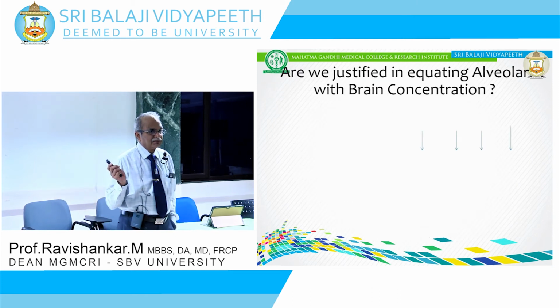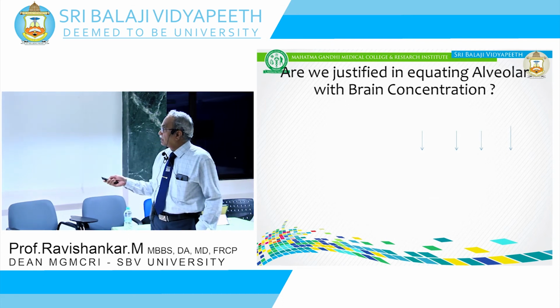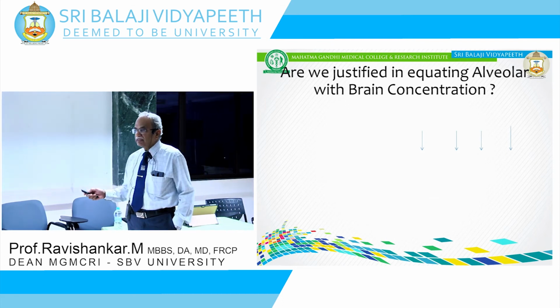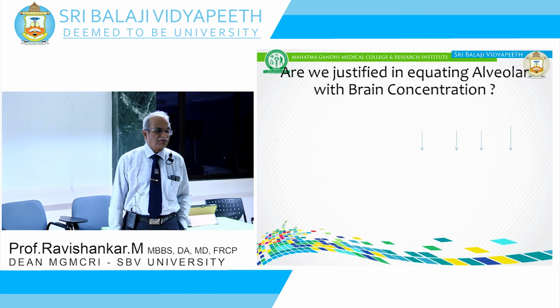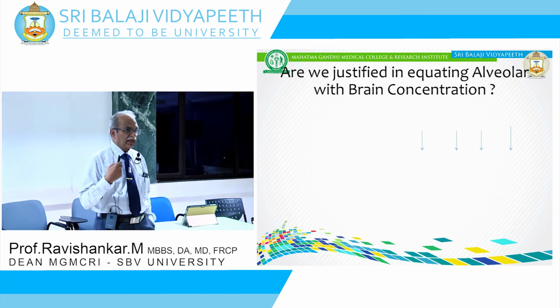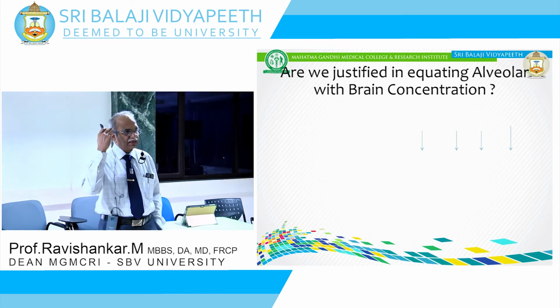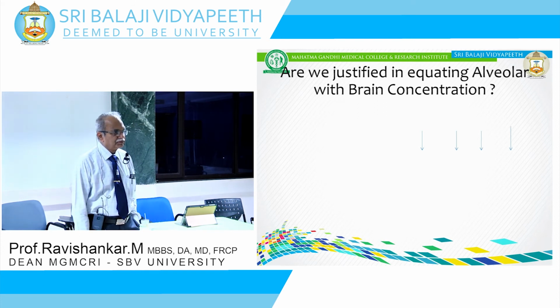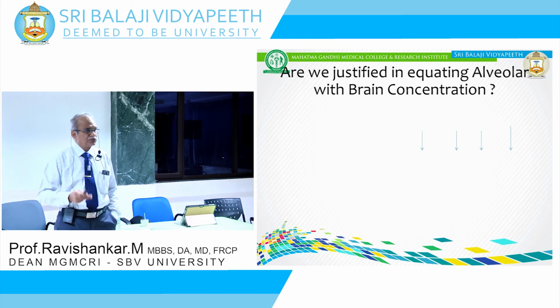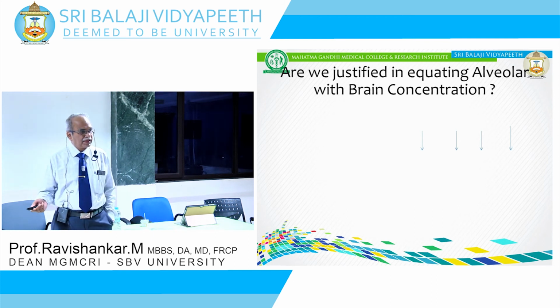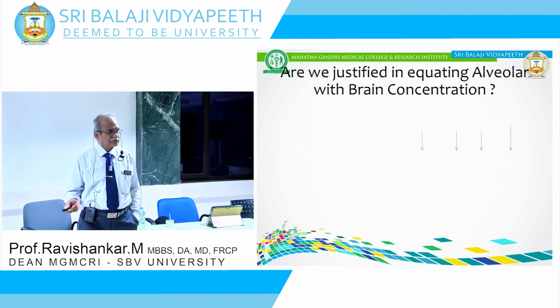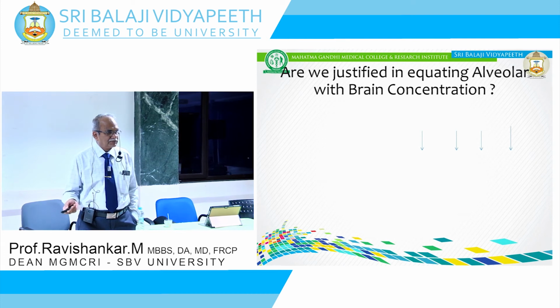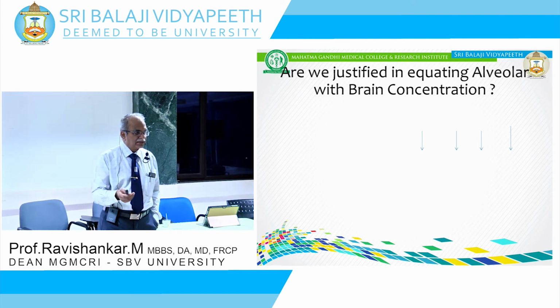The question comes, are we justified in equating the alveolar concentration with the brain concentration? We are all the time measuring a concentration in the alveoli, and we are saying that what we are talking about is what should be there in the brain. Are we justified in equating these two? Are these two the same at all times? They are not the same. So what is the relation between the two?